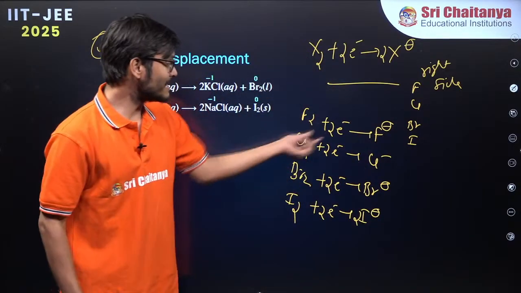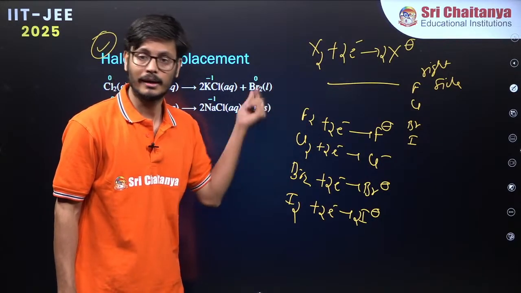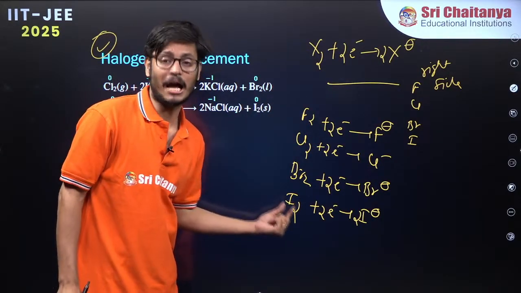So, which is easy to accept electron? For which halogen? Fluorine, right? For which it is most difficult, iodine.